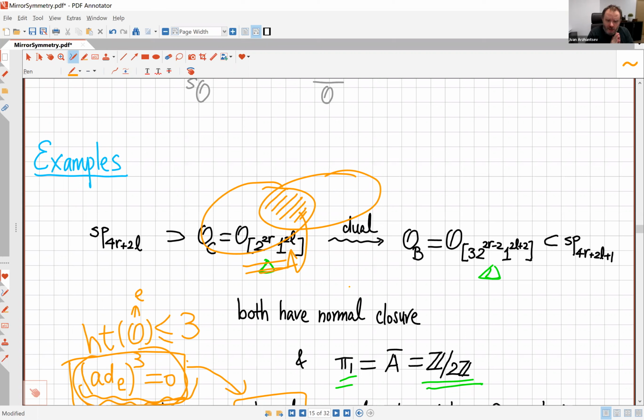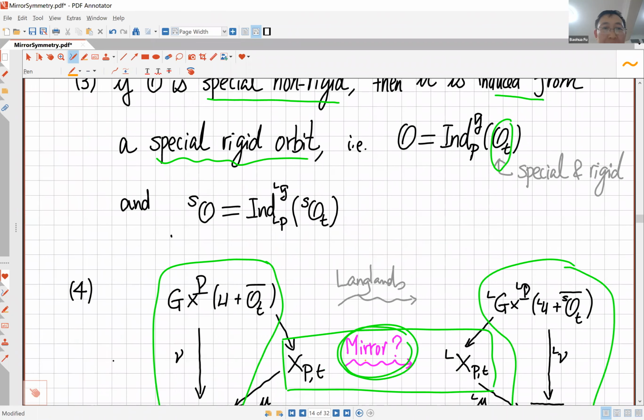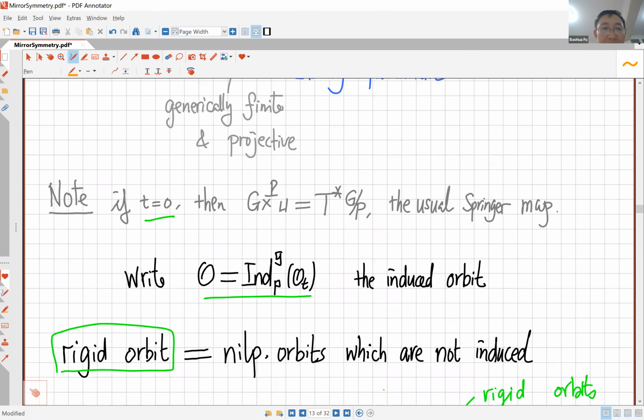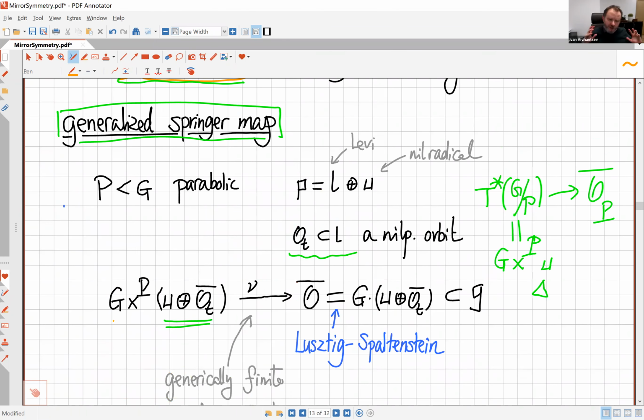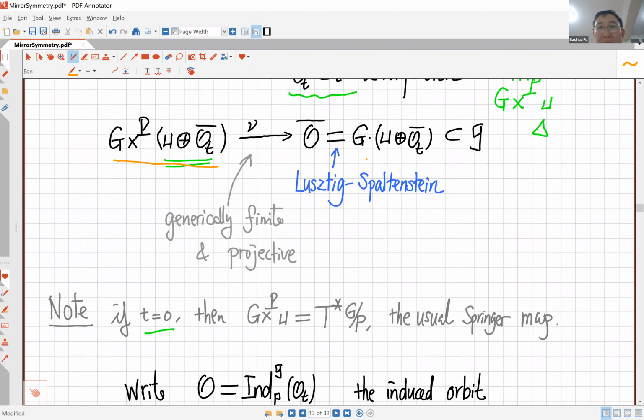And now I realize that I missed the definition of rigidity. I'm very sorry, but can you recall what is a rigid orbit? Rigid means it's not induced. Induced means it doesn't come via this construction. Construction is the image of this one. So rigid means it's not an image of this one.